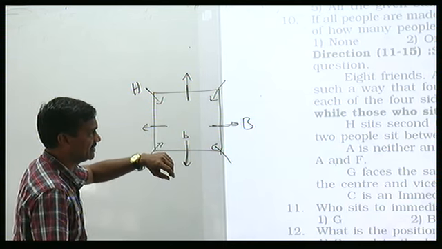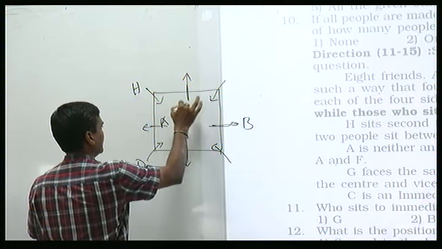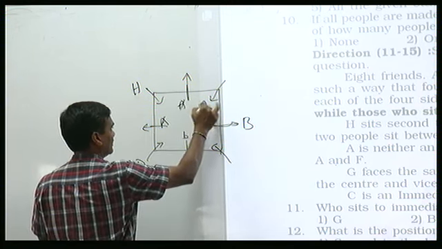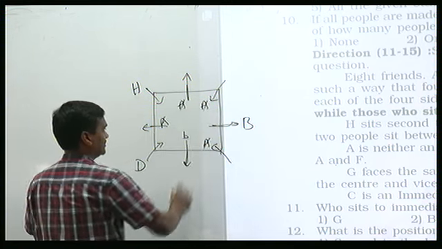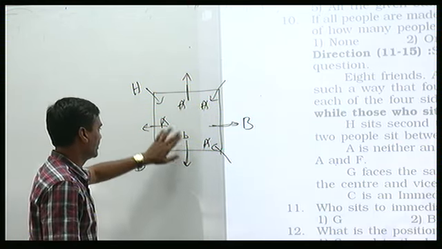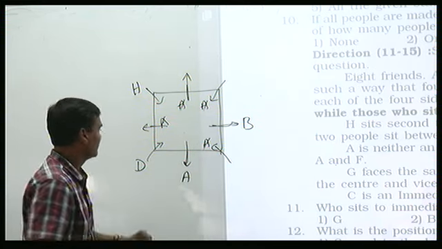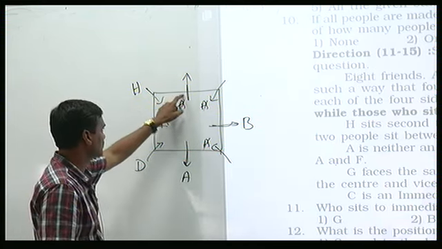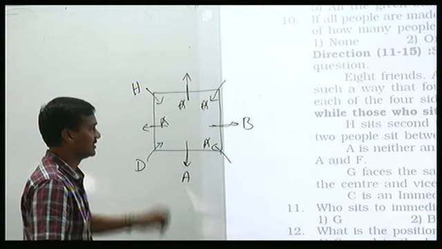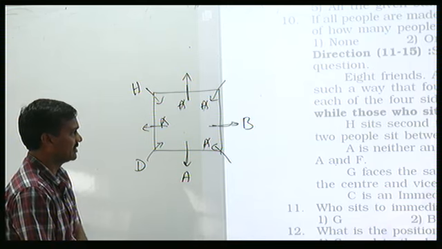A is neither an immediate neighbor of B nor H. A cannot be here, cannot be here, or here. As A cannot be in any one of these places, then what is the only place left for A? A must be here, isn't it? Because A cannot be in these places. If A is here, only 3 people are in between A and F.